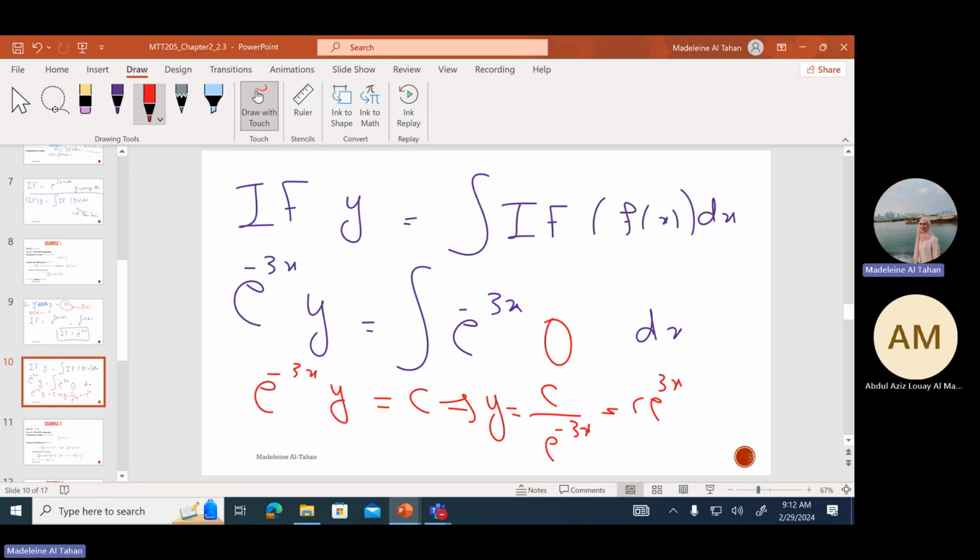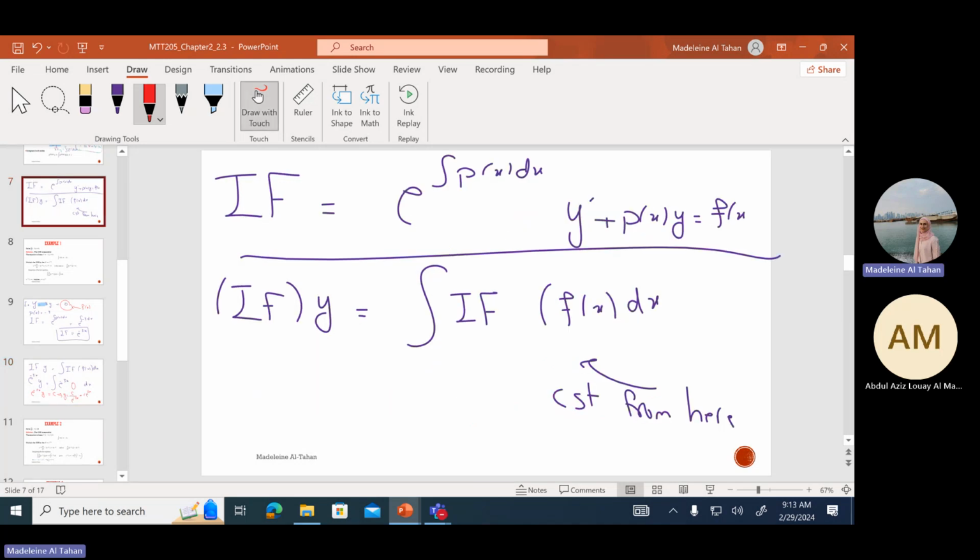I will go back, miss. So this is the formula that we will use. This is the equation, the function that we have. This is the ordinary differential equation that we have. Yes, miss? Yes. It works for all first order linear differential equations. This integrating factor.